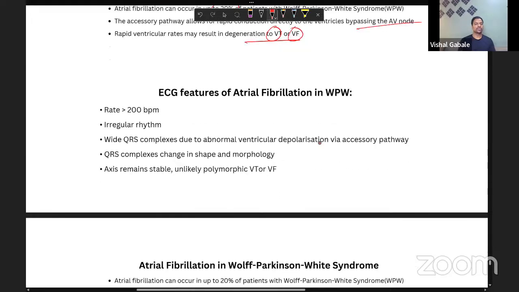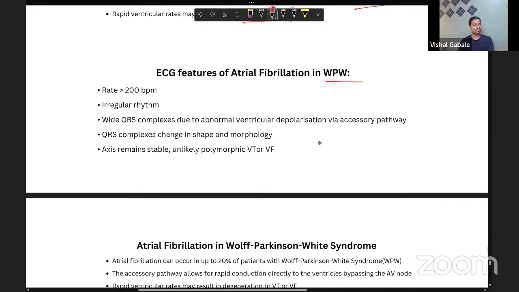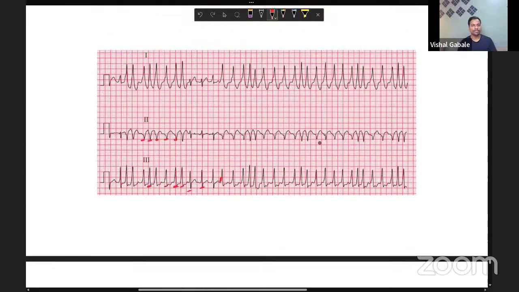So what are the ECG features in WPW? Rate is more than 200. It's an irregular rhythm. Wide QRS complexes can be seen. QRS complexes change in shape and morphology, as you can see over here. Here it is broad, here it is broad, here it is narrow, here it is narrow, here it is broad, here it is broad.